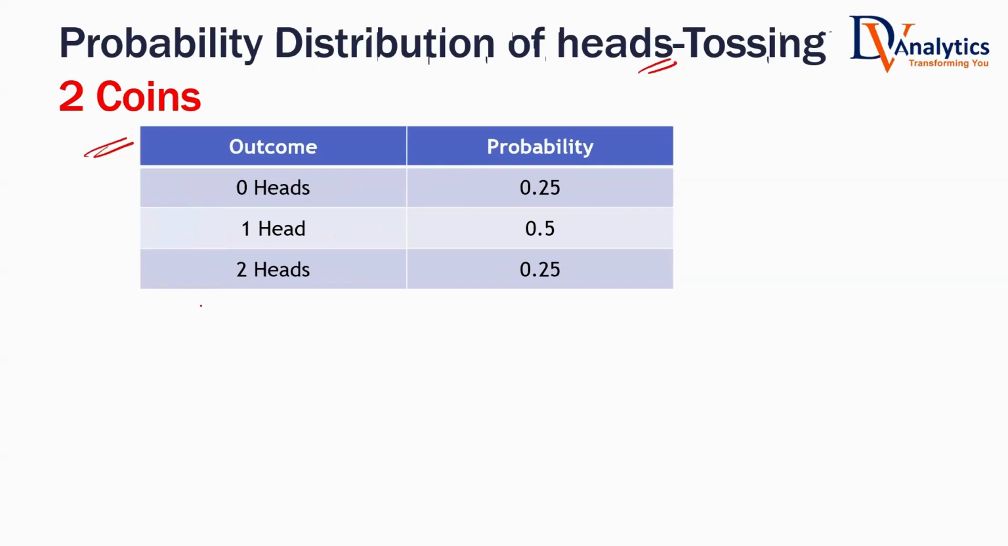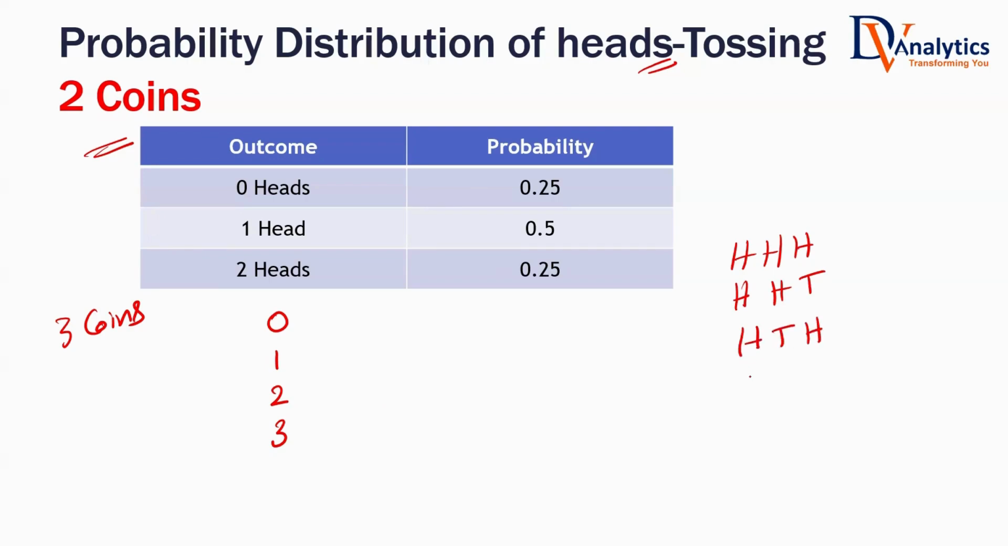Let us take it to the next level. Three coins. When I'm tossing three coins, zero heads possible, one head possible, two heads possible, three heads possible. All three can be heads also. Now, shall we write it? All three are heads, head, head, head. And then head, head, tail. And then head, tail, head. There are eight possibilities, isn't it? HHT, HTH, HTT.